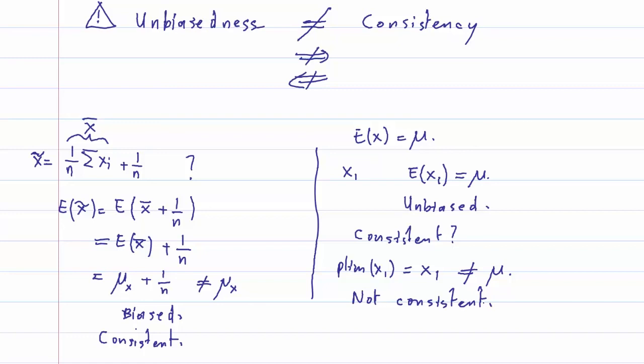So here we have first an estimator that's biased, so that's bad, but it's consistent, that's good. And in the second example, we have an estimator that's unbiased, which is good, but it's not consistent. Well, you will see that most of the estimators we use are both unbiased and consistent, which is the best case.